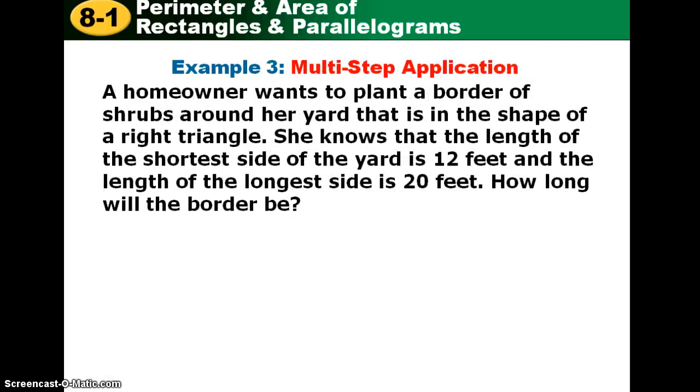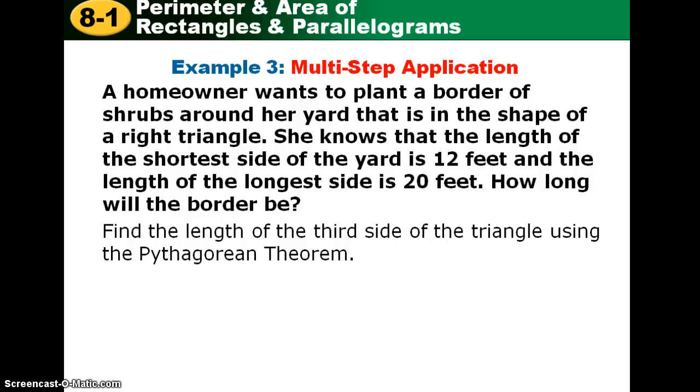A homeowner wants to plant a border of shrubs around her yard that is in the shape of a right triangle. She knows that the length of the shortest side of the yard is 12 feet, and the length of the longest side is 20 feet. How long will the border be?